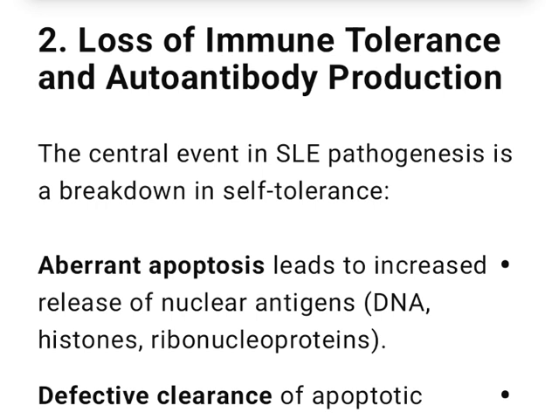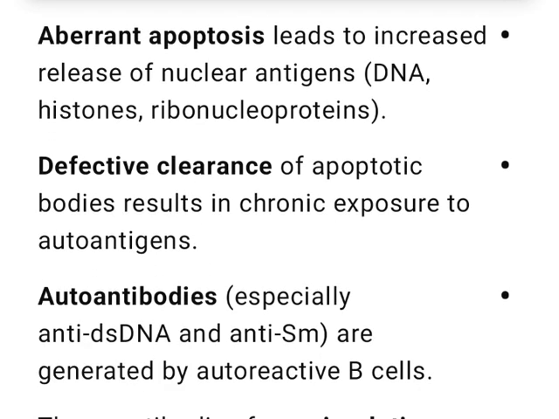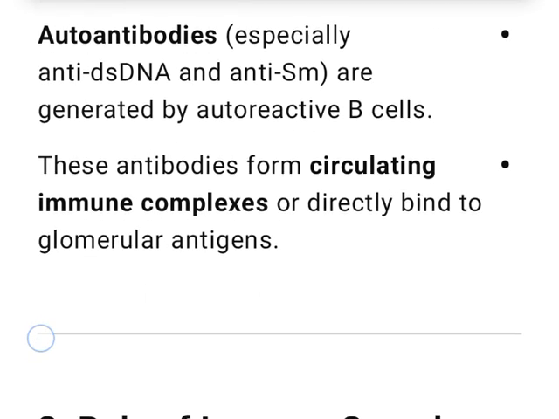2. Loss of immune tolerance and autoantibody production. The central event in SLE pathogenesis is a breakdown in self-tolerance. Aberrant apoptosis leads to increased release of nuclear antigens, DNA, histones, ribonucleoproteins. Defective clearance of apoptotic bodies results in chronic exposure to autoantigens. Autoantibodies, especially anti-dsDNA and anti-Sm, are generated by autoreactive B cells. These antibodies form circulating immune complexes or directly bind to glomerular antigens.